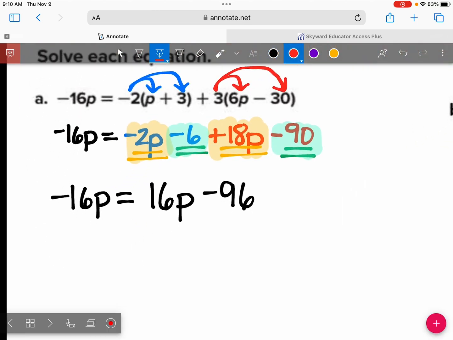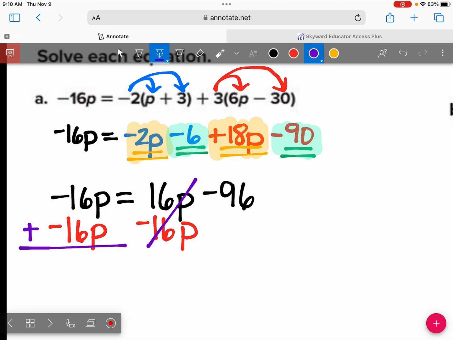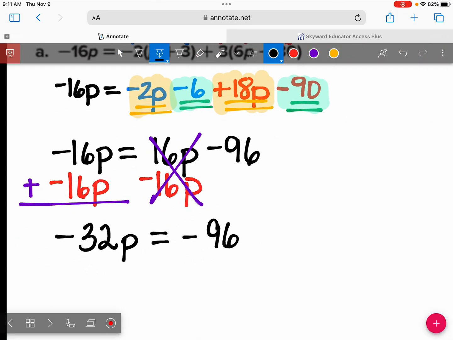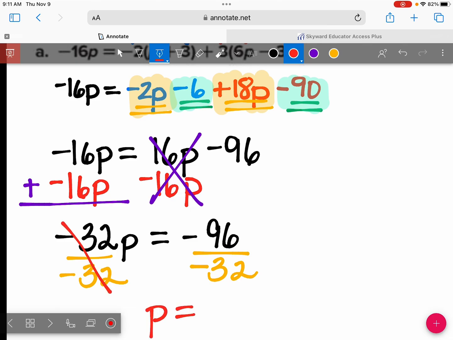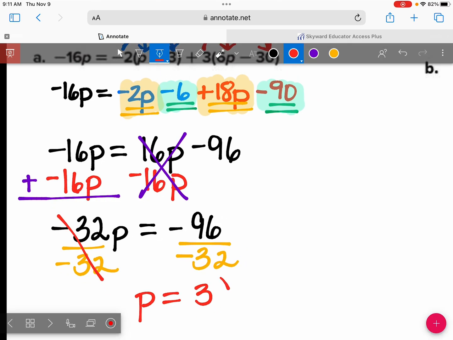All right, so our next step is going to be to subtract the 16p. And keep in mind, you're adding these together. This is going to equal 0. So go ahead and put this in your calculator. So negative 32 equals negative 96. And then your last step would be to divide both sides by negative 32. So in your calculator, if you type in negative 96 divided by negative 32, you should get positive 3. And that would be your solution.